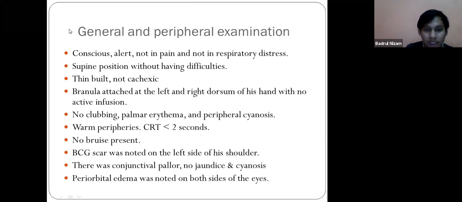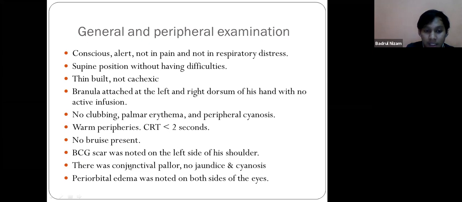Okay, proceeding to the examination. For the general examination, the patient was conscious, alert, not in pain, not in respiratory distress. He lay in a supine position without having difficulty. He was thin built, not cachexic. There was granula attached at the left and the right dorsum of his hand with no active infusion. There is no clubbing, palmar edema, or peripheral cyanosis. The peripheries were warm. The capillary refill time was less than 2 seconds. There is no bruise noted. There was BCG scar noted at the left side of his shoulder.